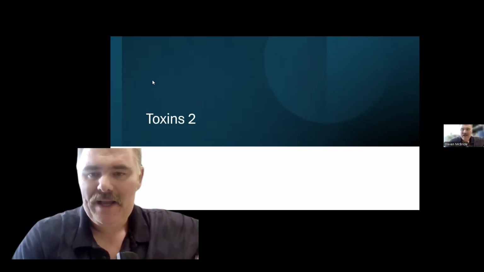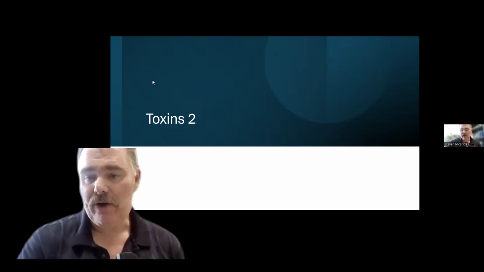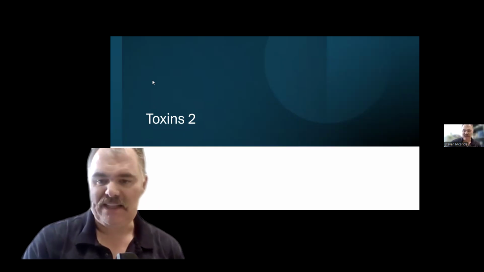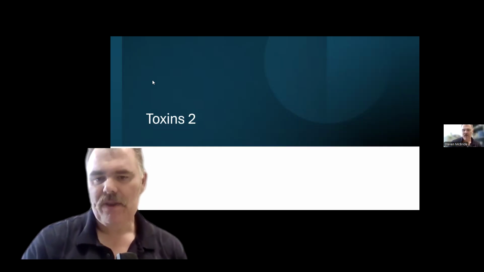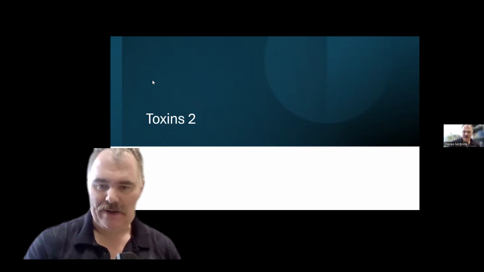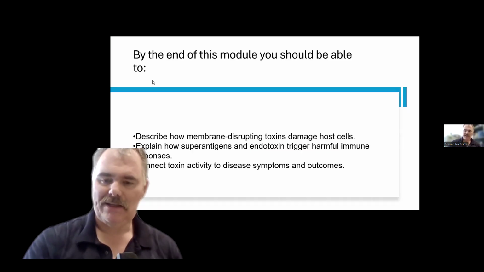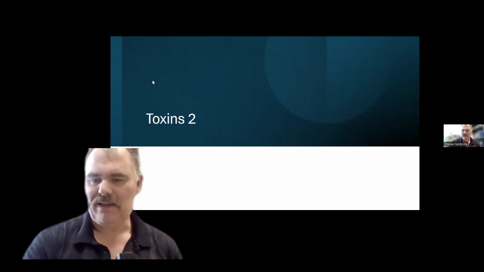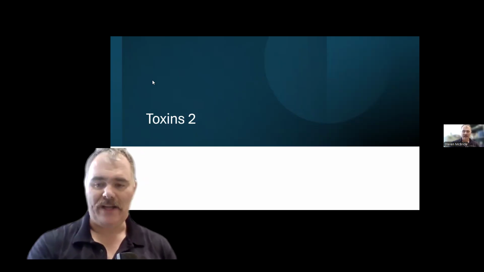Hello, everyone. Last lecture, we focused on A/B toxins and saw how microbes can hijack specific cellular processes. Today, we're going to look at three additional mechanisms of damage. First, we'll examine toxins that directly destroy cell membranes. Second, we'll discuss superantigens, which overactivate the immune system. Third, we'll look at endotoxin, which triggers widespread inflammation.